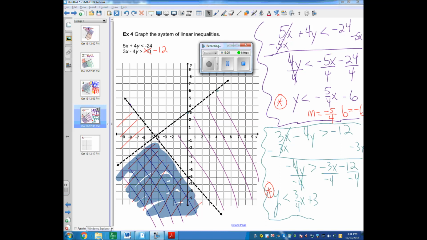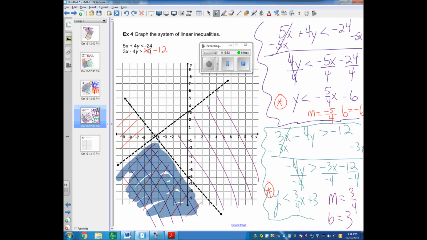Now we go to the second line. What's our m and what's our b? Let's get that going. So m is 3/4. Our y-intercept was 3. So we start at 3. We can go up 3, right 4, or we could go down 3, left 4.